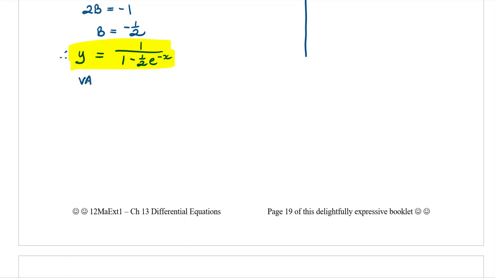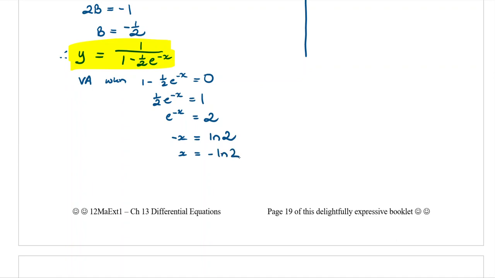So the vertical asymptote is going to be when the 1 minus a half e to the minus x is equal to 0, right? Let's find where it is. Let's move the half e to the minus x to make it positive, so that's equal to 1. Then we're going to times the 2 over to the other side, so e to the minus x is equal to 2. And then what do I have to do with that? To get x, use the base. So minus x is equal to log base e, or ln of 2. Yeah, and move the negative across. So x equals minus ln of 2. I have a vertical asymptote.